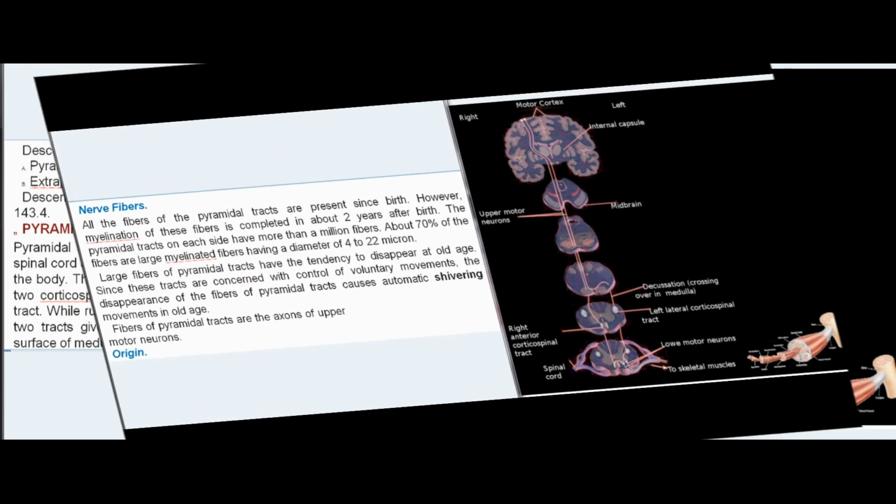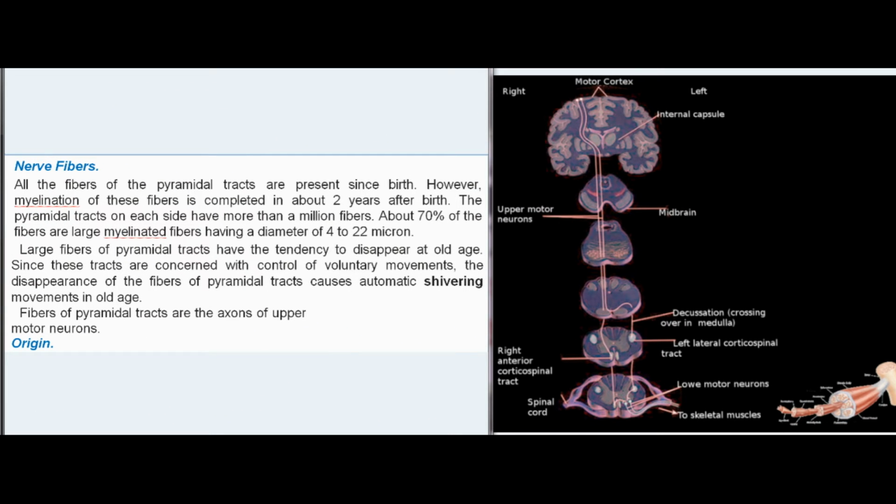Figure 143.7. Nerve fibers. All the fibers of the pyramidal tracts are present since birth. However, myelination of these fibers is completed in about 2 years after birth. The pyramidal tracts on each side have more than 1 million fibers. About 70% of the fibers are large myelinated fibers having a diameter of 4 to 22 micron. Large fibers of pyramidal tracts have the tendency to disappear at old age. Since these tracts are concerned with control of voluntary movements, the disappearance of the fibers of pyramidal tracts causes automatic shivering movements in old age. Fibers of pyramidal tracts are the axons of upper motor neurons.